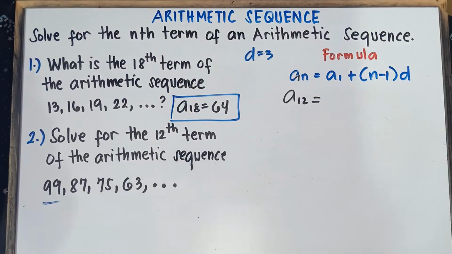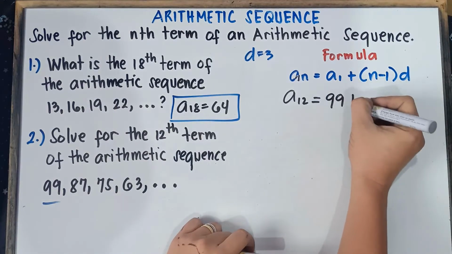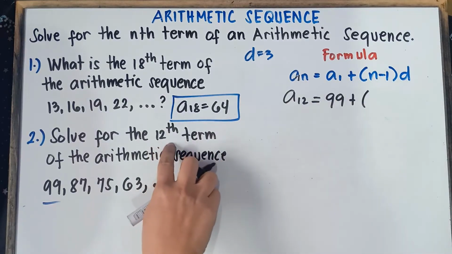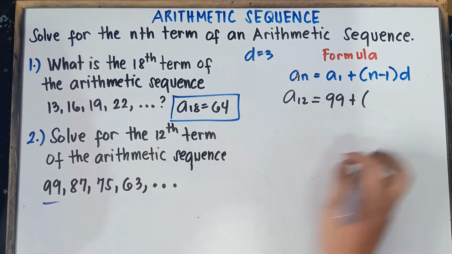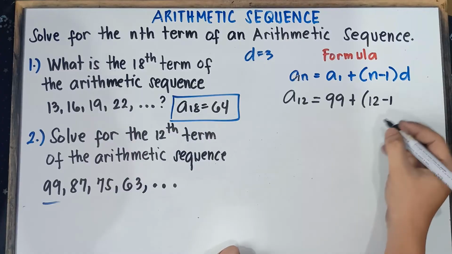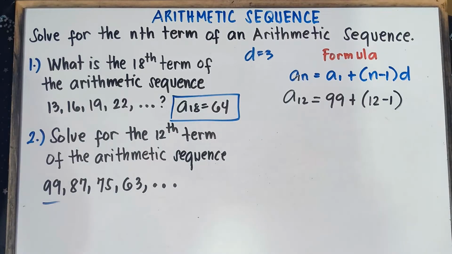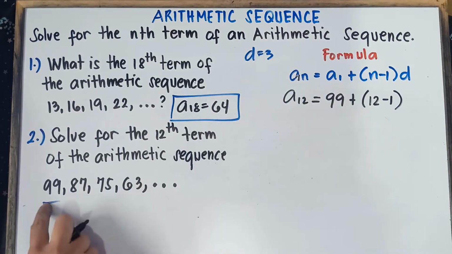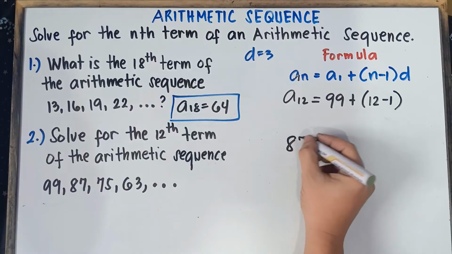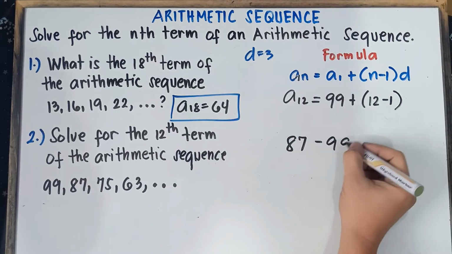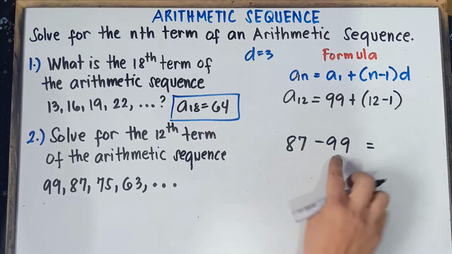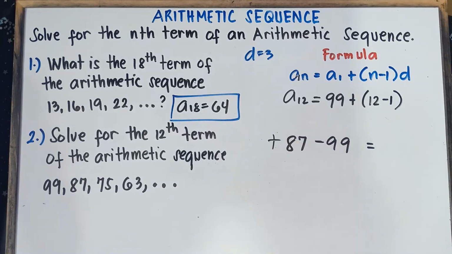So the first term is 99. So 99 plus, n is the number of terms. We're looking for the 12th term, so therefore we have 12 terms. So 12 minus 1, close parenthesis, and then the common difference. So this will be the common difference, because we subtract the second term by the first term. So 87 minus 99. What's the answer, class? Once again, class, unlike signs, we have negative 99, positive 87.